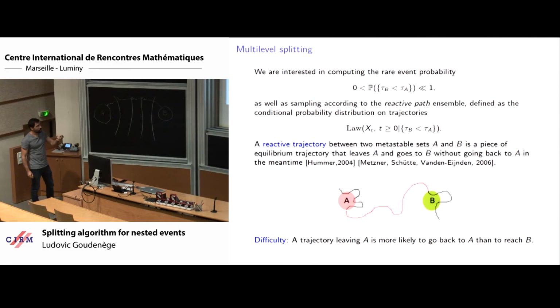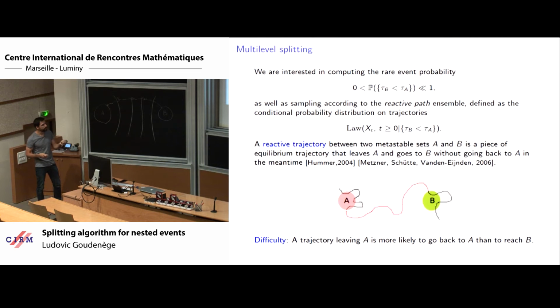So the problem is there. The probability that tau B is less than tau A, that is, that the particle will reach B before coming back to A, is very small, okay? This is the probability to decide to go to B unless you are very close to A. This type of reaction is what we call the reactive trajectories, okay?